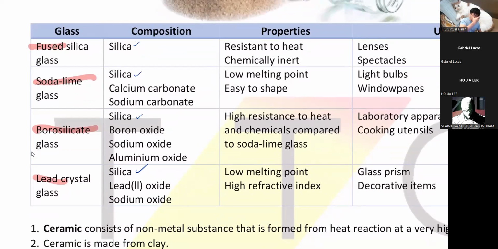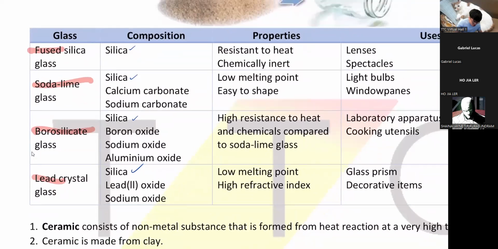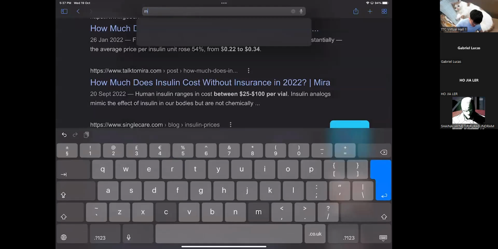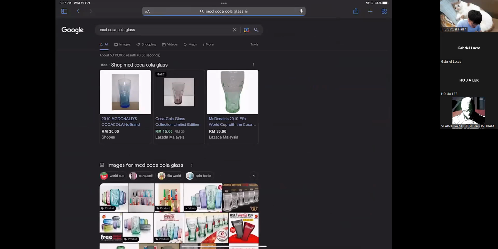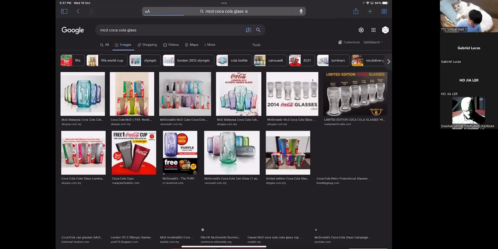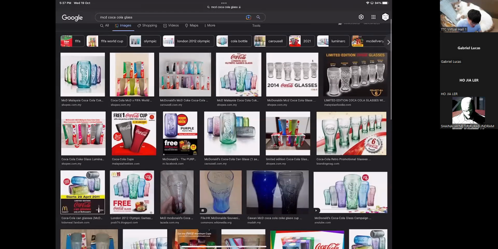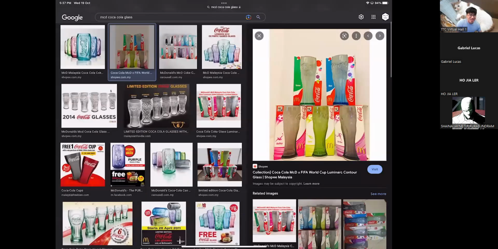If you want a cheaper glass, do you know that McDonald's Coca-Cola cup? Do you know this? It was the craze last time. Everyone was trying to collect this thing. You go buy any meal, they will give you one. It was like 10 years ago, because of the World Cup thing.